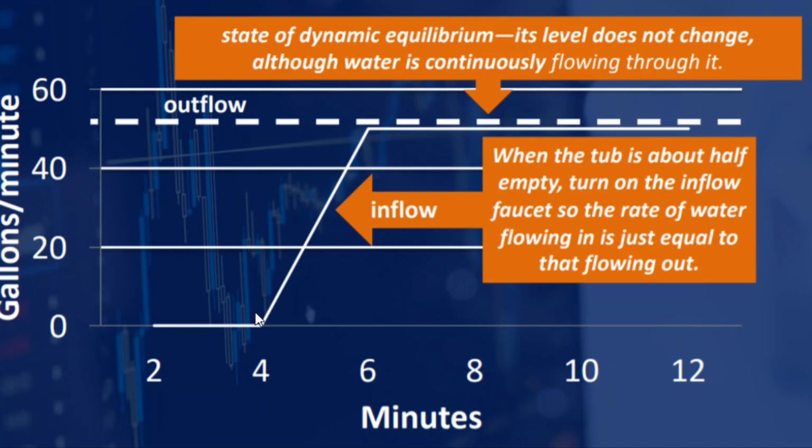For example, when the tub is about half empty, halimbawa, this is your gallon. For example, 60 gallons yan. Ngayon, bababa na siya. Nung kalahati na, nung nag-30 na siya, in-open mo naman yung faucet mo. So, what will happen? Turn on the inflow faucet so that the rate of water flowing in is just equal to that flowing out.